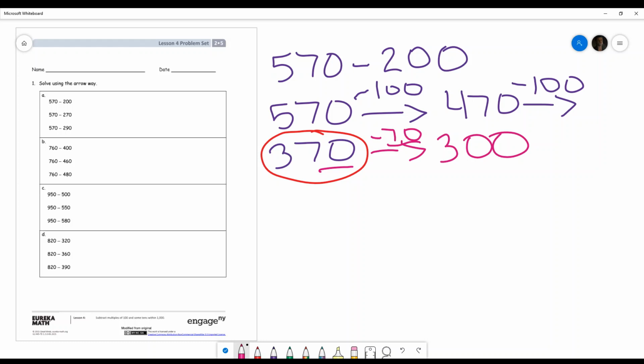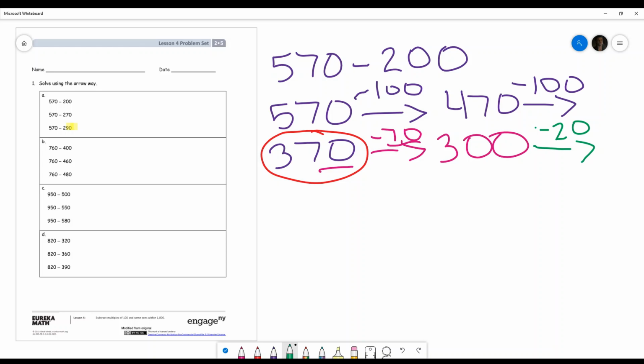Now let's look at the next part of A. 570 minus 290. That number is only 20 more than 270. Now I know this because when I skip count from 70 to 90 by tens, I have 70, 80, 90. That's 20. Let's just subtract 20 from 300. That way you don't have to rewrite the whole entire problem.